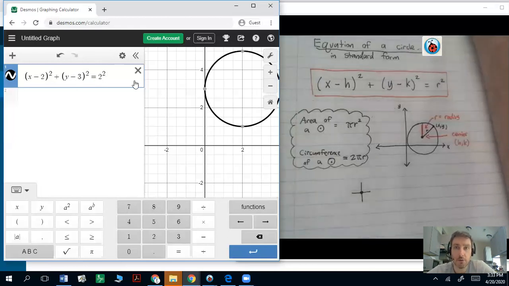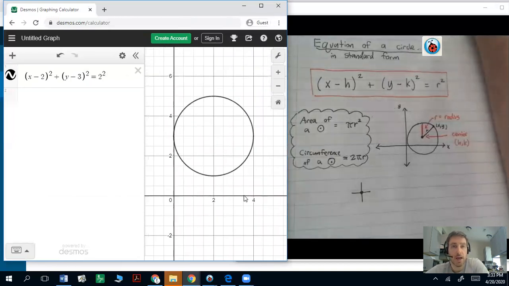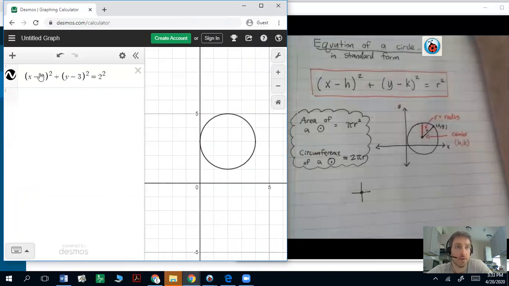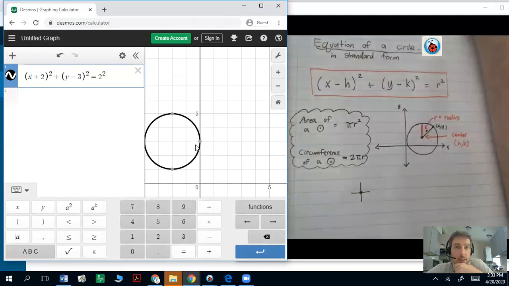So the negatives in the formula lend themselves so that it's going to be the opposite of whatever the sign of the axes is. So if I wanted that to go left 2 and down 3, I would need those to be pluses. Plus 2 would be left 2.